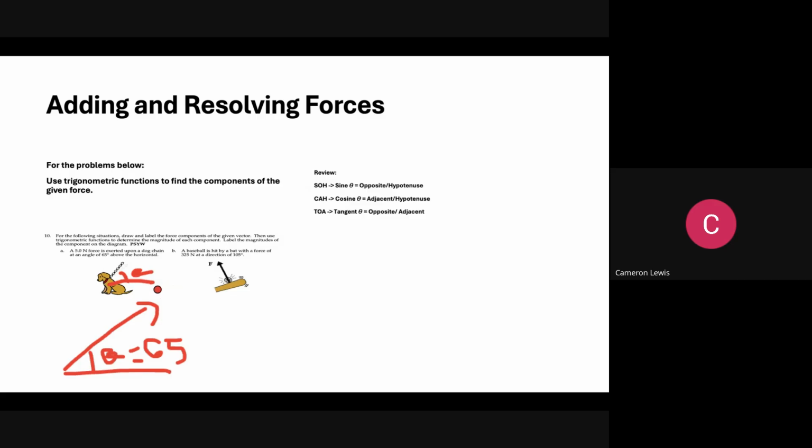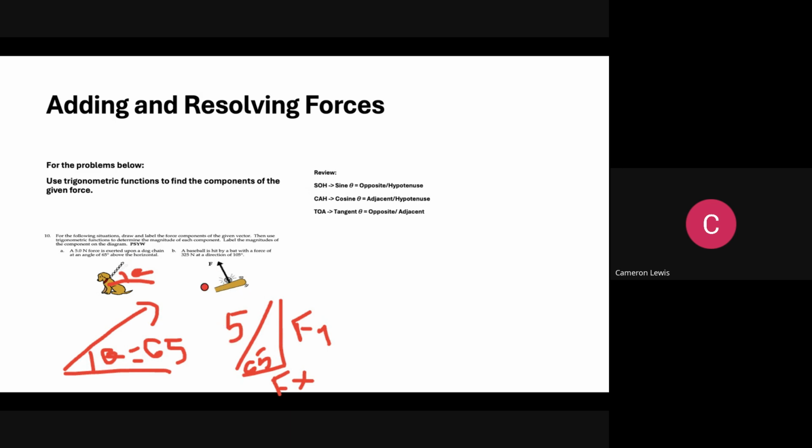Now, knowing that, I can recreate this as a triangle. So now I have 65, and this is my force. My force is 5 newtons. But my force has a y component and an x component. Now we can use the trigonometric functions to find out what the y and the x actually are.